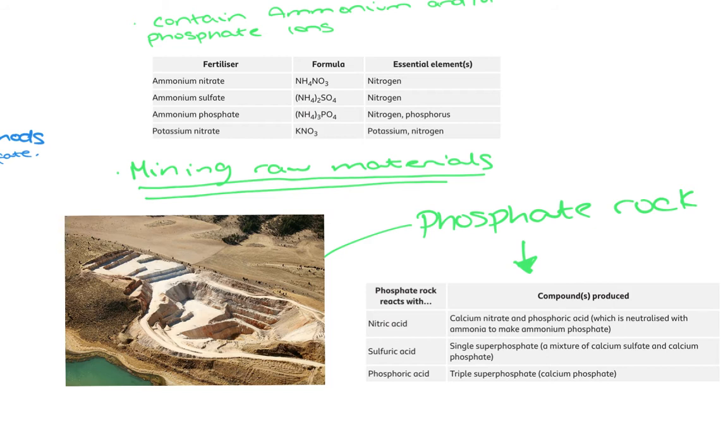And finally, when you react phosphate rock with phosphoric acid, you make triple superphosphate, which is just a mix of calcium phosphate. And those are compounds that then can be used either directly as fertilizers or can be used to manufacture other fertilizers. So that's one way that we can obtain those materials.